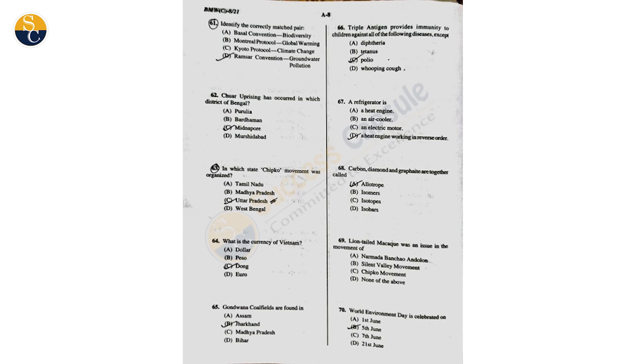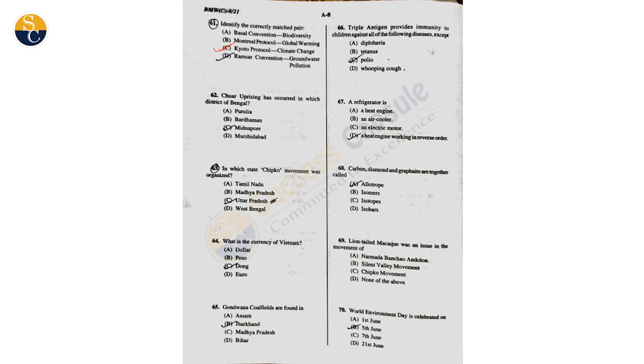Next, identify the correctly matched pair. So, Basel Convention is related to control of transboundary movements of hazardous waste and their disposal. Montreal Protocol is related to ozone layer protection. Kyoto Protocol is related to climate change. It was signed in 1997 to extend the UN Framework Convention on Climate Change.